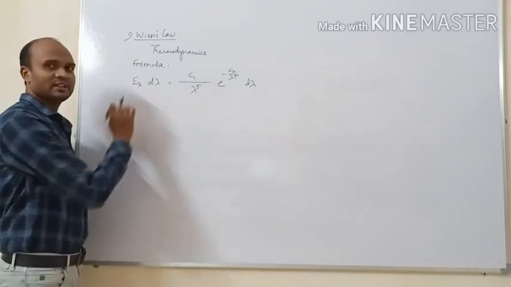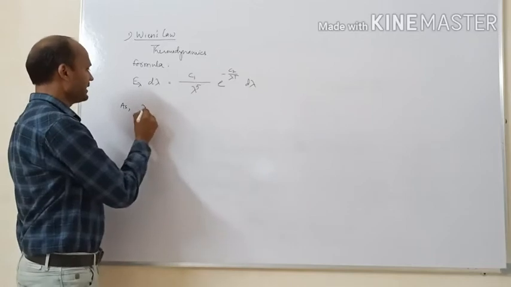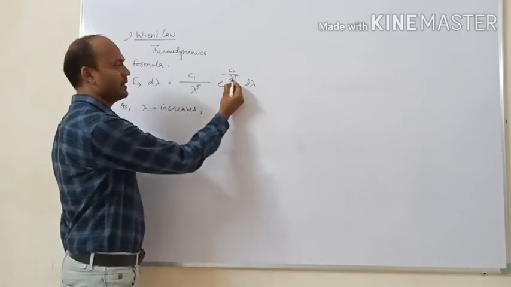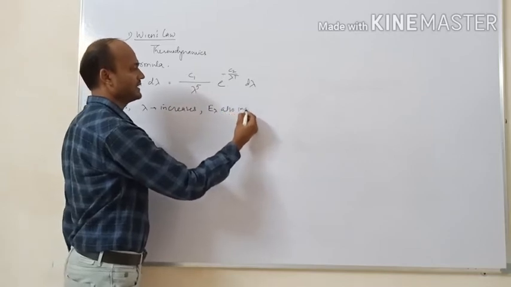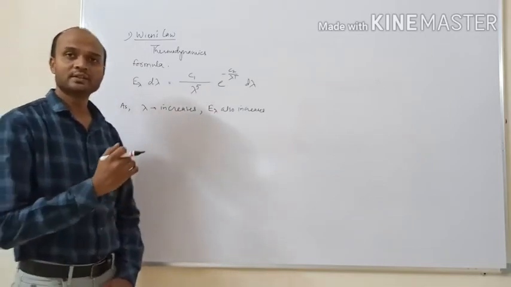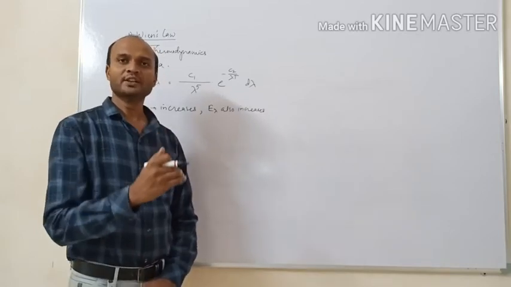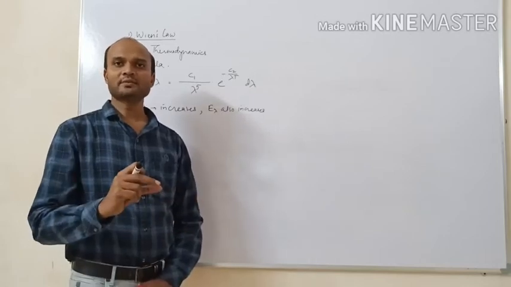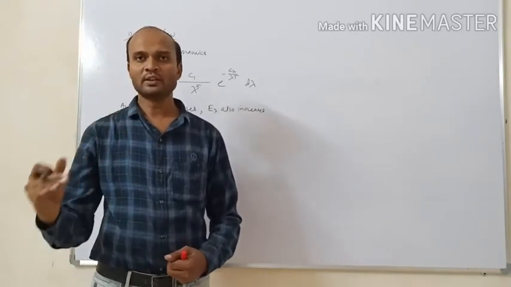Now, by using this formula, it is observed that as lambda increases, then E lambda also increases. So as lambda increases, emissive power also increases, and it should increase continuously. But it is known to us, we have already studied from the black body radiation spectrum, that initially as wavelength increases, emissive power increases, becomes maximum at a particular wavelength, and later on it goes on decreasing.